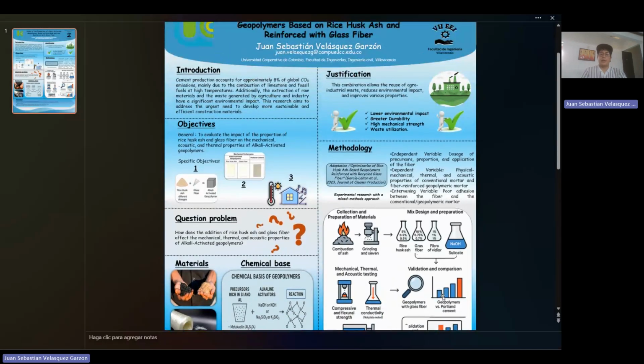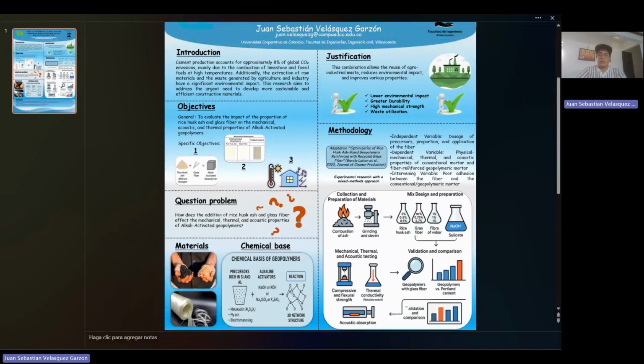Next, justification. This combination allows the use of agro-industrial waste, reduces environmental impact, and improves various properties. The positive characteristics are lower environmental impact, great durability, high mechanical strength, and waste utilization.